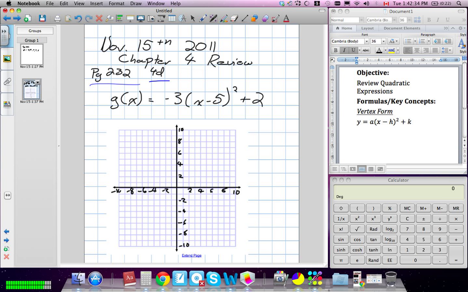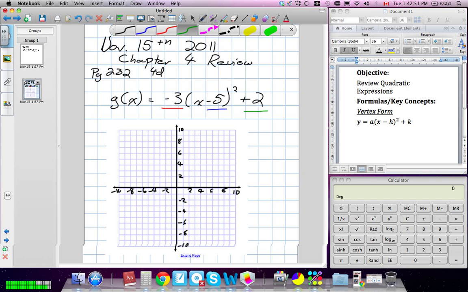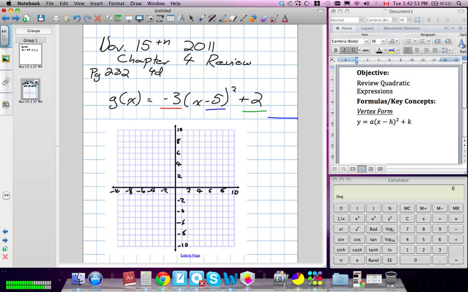We could turn this into standard form and then use the discriminant. But an easy way to do this would be actually graph this function. Since it's in vertex form right now, this is our A, our H, and our K, which we have over there. We're going to plot the vertex.